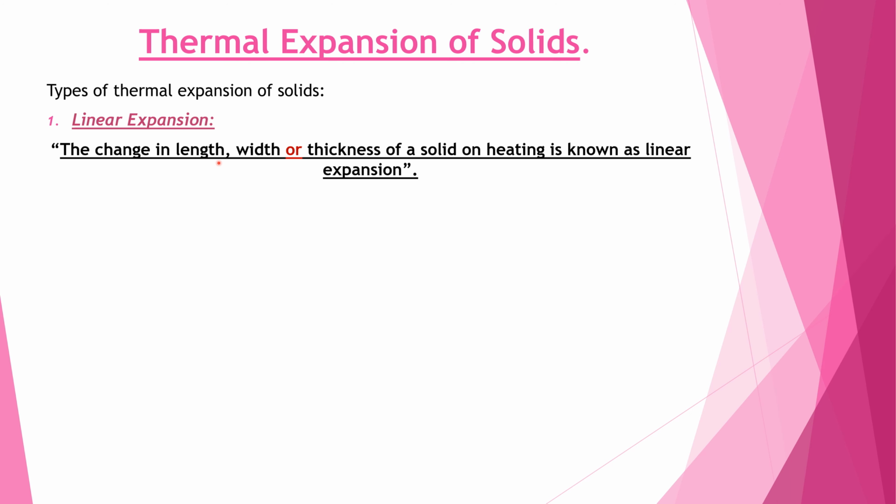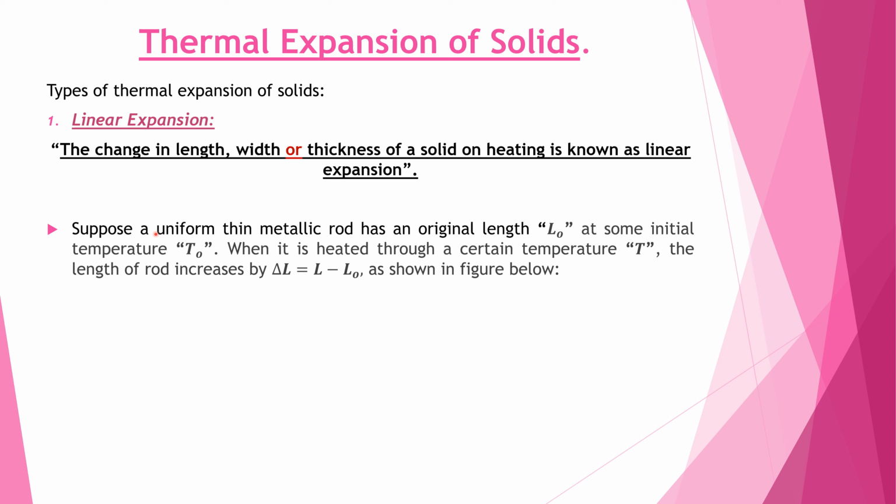To understand it further, I assume a uniform thin metallic rod whose original length is L0, and it is at some initial temperature T0. When this rod is heated through a certain temperature T, the length of the rod increases. Let it be increased by delta L, which is equal to L minus L0.